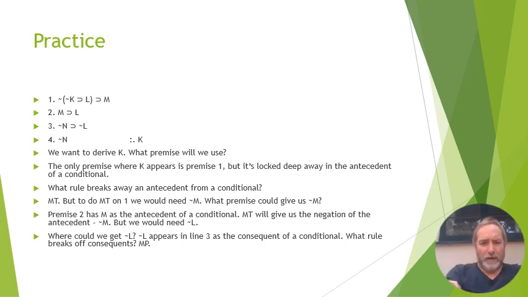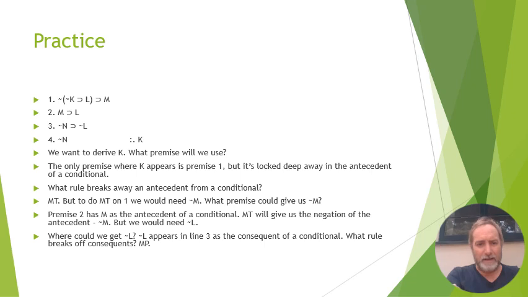Well, you have to look elsewhere. Where else does M show up? It shows up in line 2. It shows up as the antecedent of a conditional. Again, to get the antecedent on its own, we could use modus tollens, right? That would spit out not M. It would spit it out negated, but that's actually good, right? Because we wanted the negation of M to do an MT with line 1, right? So maybe that's our plan, right?